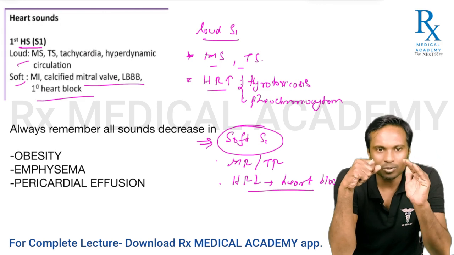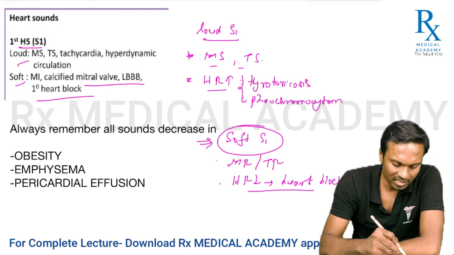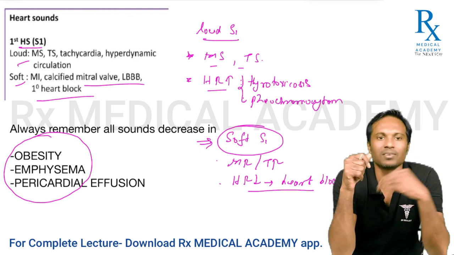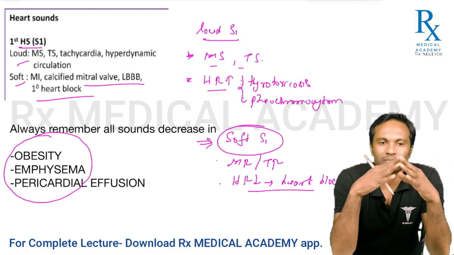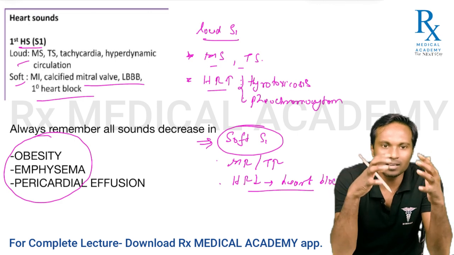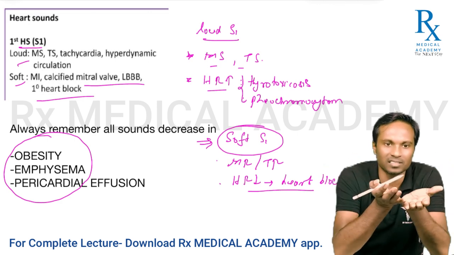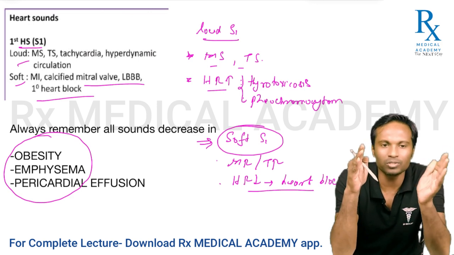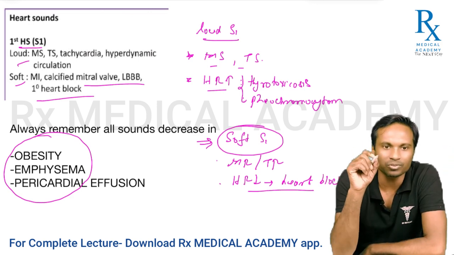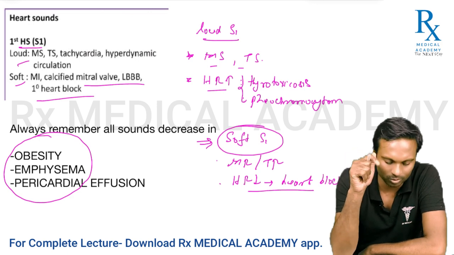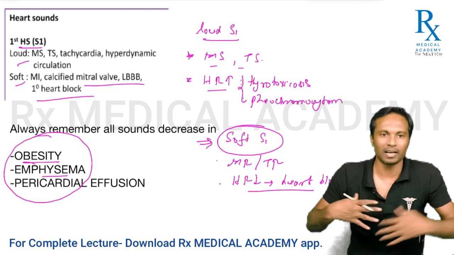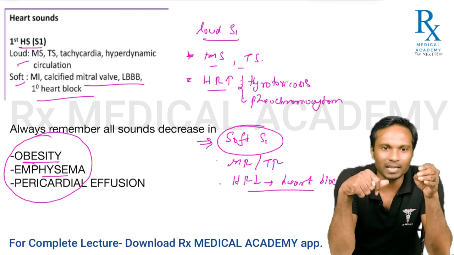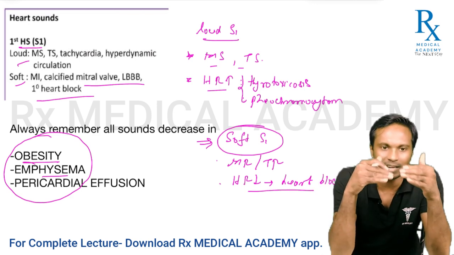Be it loud S1, loud S2, each and every heart sound will get diminished if there is any obstruction to the travel of sound. For example, someone is suffering from emphysema, right? The lungs will inflate the chest, so sound will have to travel a greater distance, and this sound will slowly perish, resulting in softer appreciation of sounds through the stethoscope. In case of obesity, again the chest wall diameter increases. In case of emphysema or pericardial effusion, there will be hindrance, right?